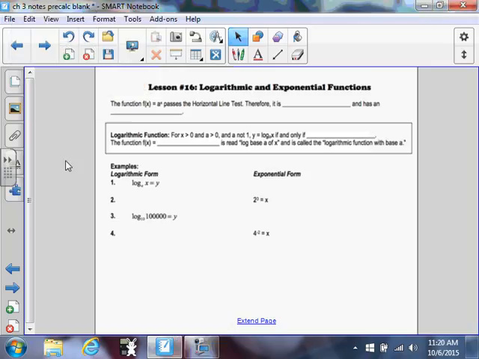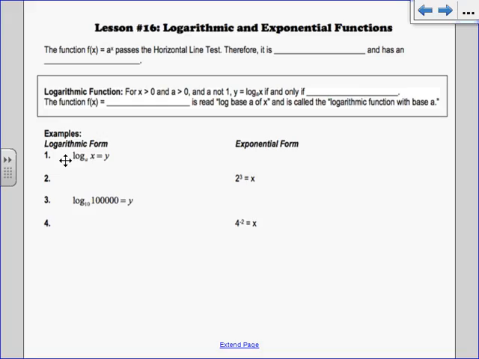All right, so lesson 16 is on logarithmic and exponential functions. Maybe I should have done this before I did the logistic functions. I don't think you guys were a fan of the logistic functions yesterday, but you will like this because it will be very much a review from Algebra 2.